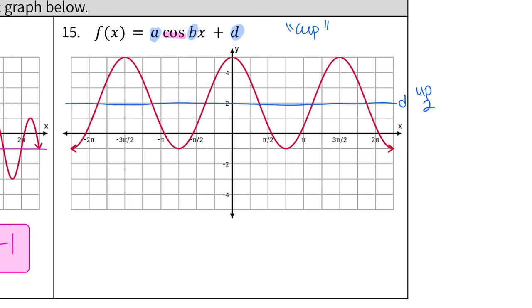Okay. Then amplitude, just count how far away the max is from the midline and the min. So each time it was 3. So A is 3. The last thing we need to find is period. So again, period for cosine is 2 pi over B. So we're going to see what the period of this graph is.